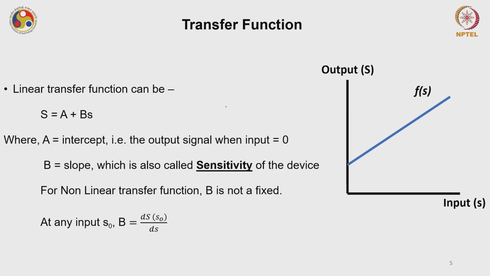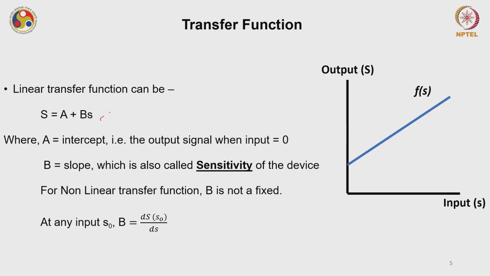So at any defined input, say the small s is defined at a particular instant, say at this particular moment as s naught. A linear transfer function can be in this form, capital S is equal to a plus b small s, like this particular equation, where a is the intercept, meaning the value of the output signal when input is 0, and b is the slope. This b, which is the slope, is also called the sensitivity of this sensor. So if I have to define the sensitivity, I can say that the slope of the linear part of the transfer function is nothing but the sensitivity.